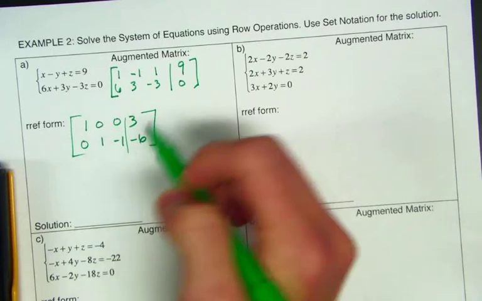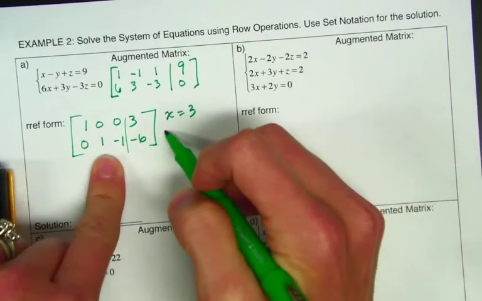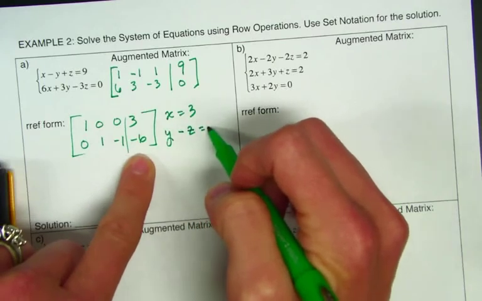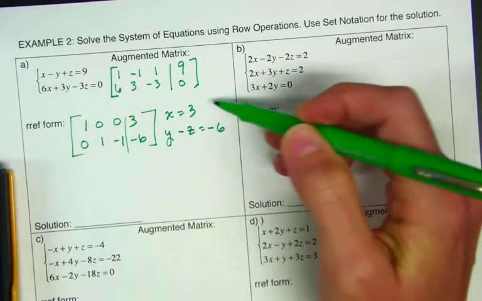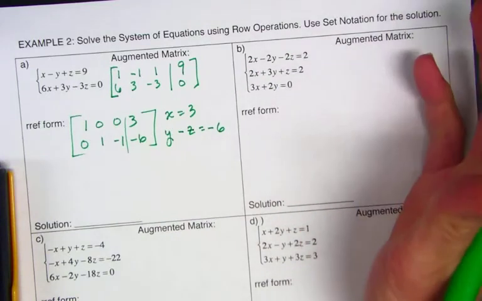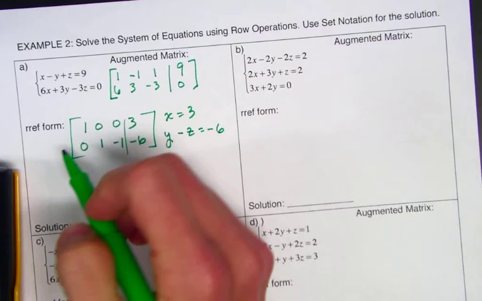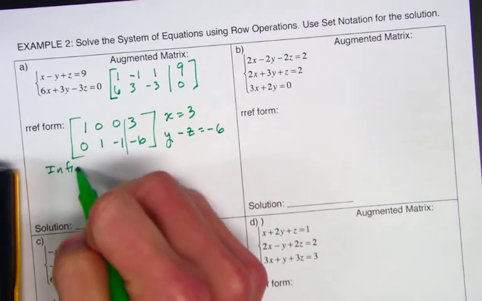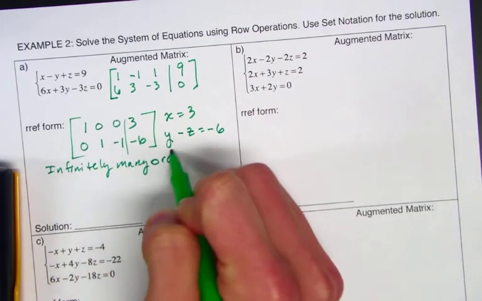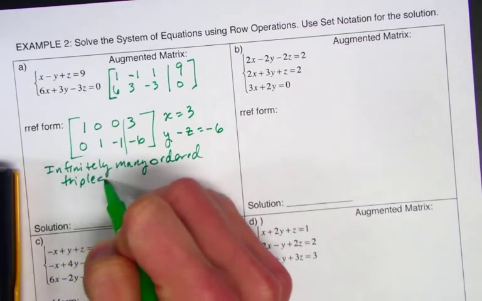All right, now if we look at the solutions here, I get x equals 3, but here I get y minus z equals -6. Now, both of these equations, they're both possible, right? Depending on what we pick for z. So this is going to have infinitely many ordered triples. And when that happens, you guys need to use set notation.